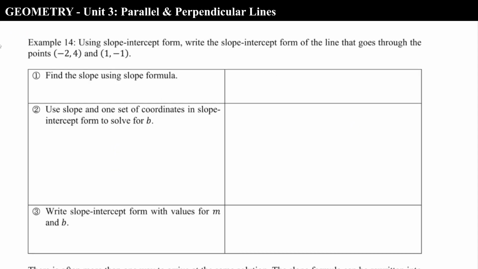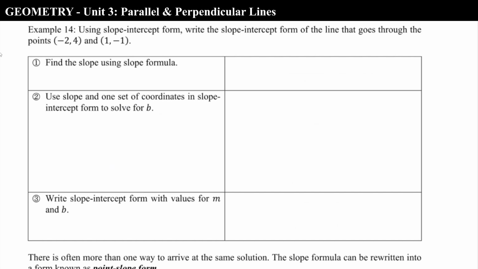All right, in example 14, we're going to use slope-intercept form to write the equation of the line that goes through the points that are presented here. So first we're going to find the slope using the slope formula. So we've got m equals the difference of our y's, which is -1 minus 4, over the difference of our x's, 1 minus -2. And so we end up with -5 over 3.